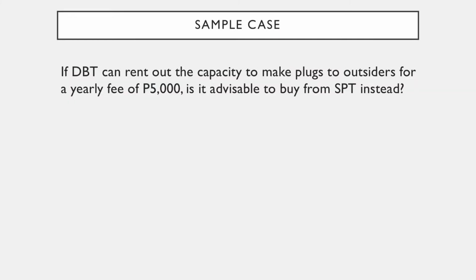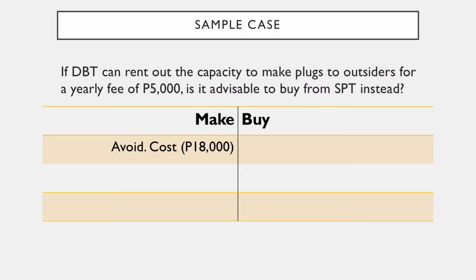Compare the two. Second scenario: if DBT can rent out the capacity to make plugs to outsiders for a yearly fee of 5,000 pesos, is it advisable to buy from SPT instead? Again, let us do the same type of analysis. If we make, the avoidable cost is 18,000 pesos. This is the variable manufacturing cost.